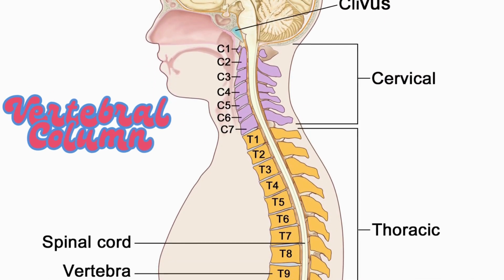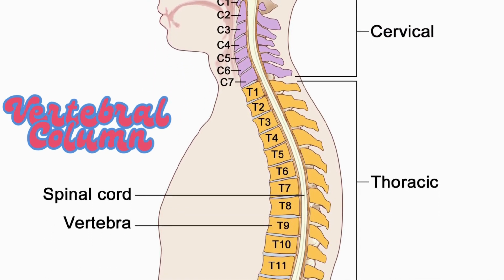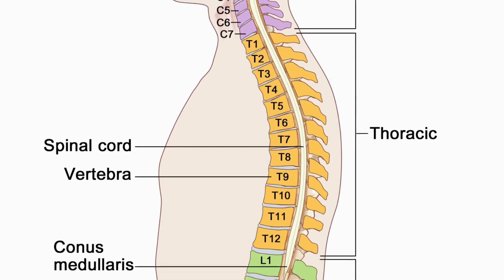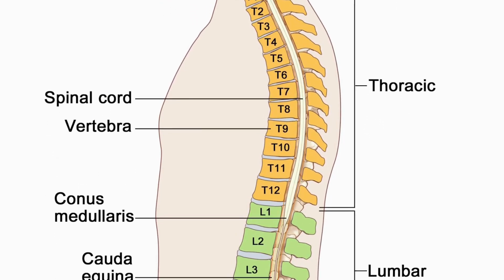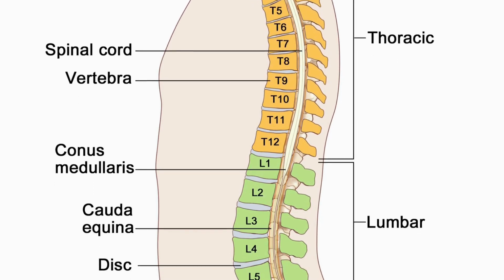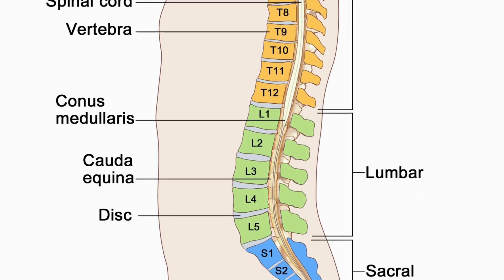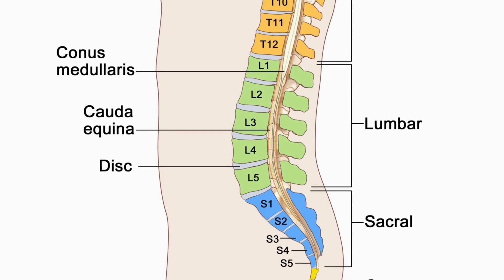The vertebral column is also known as the spinal column. This consists of vertebrae that are given a name based on their location and intervertebral discs that allow for flexibility and act as shock absorbers during daily activities such as walking.